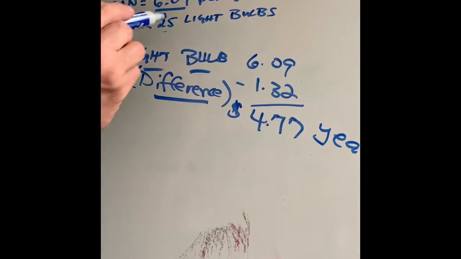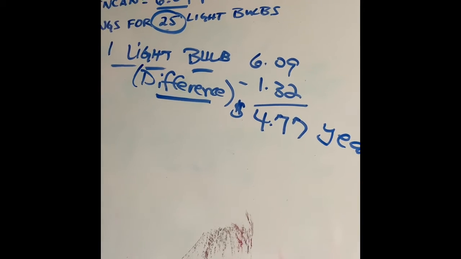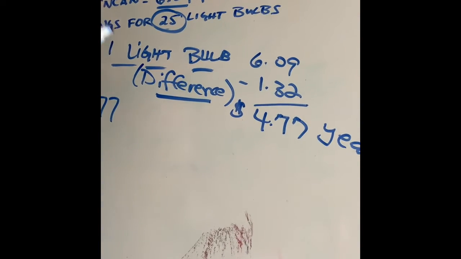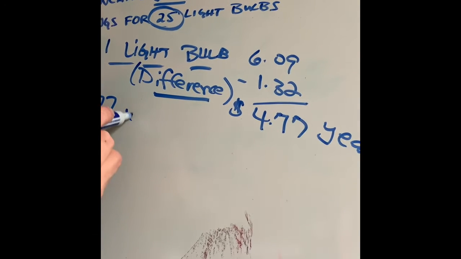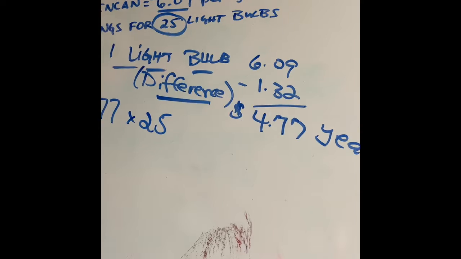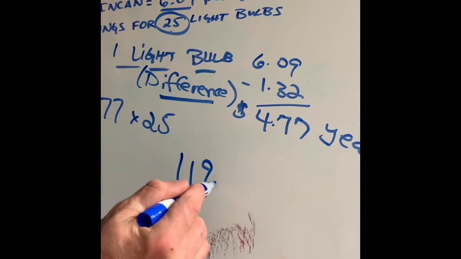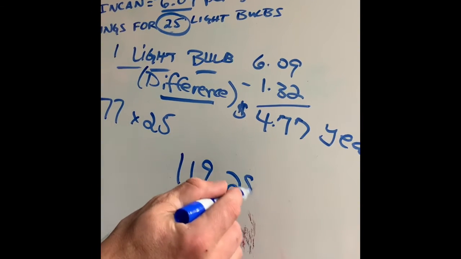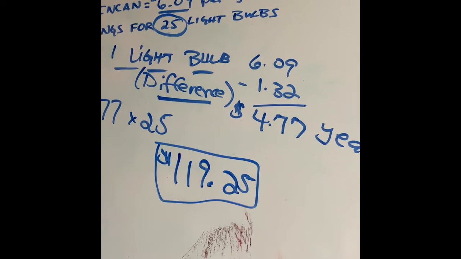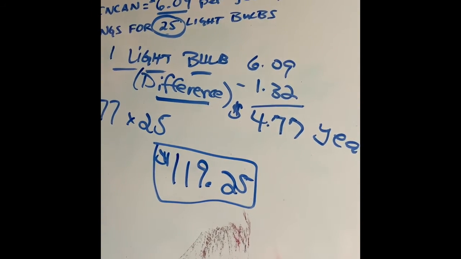So the question is asking us, what if you're replacing 25 light bulbs? So you'd take that difference, whatever the difference is between the cost, times it by how many light bulbs. In this case, we're multiplying by 25 light bulbs. We end up with $119.25. It's a pretty nice savings per year for replacing light bulbs. Check it out.